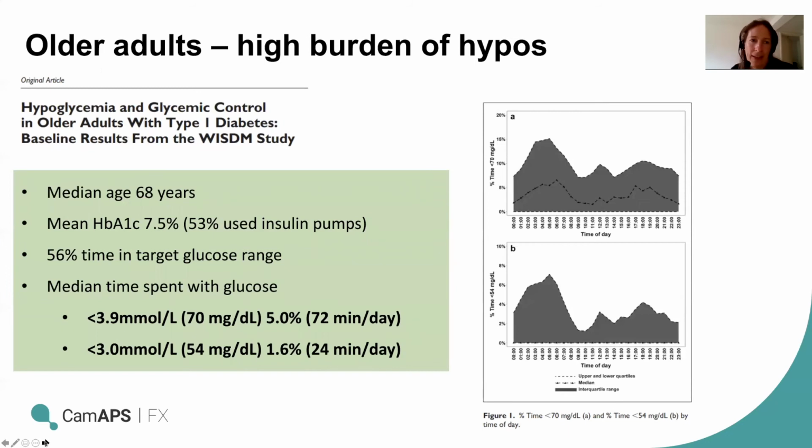So we know from a study which was published about a year ago now that older adults have quite a high burden of hypoglycemia, and this was a nicely named study called the Wisdom Study. What it did is it looked at with masked sensors how much time people spent in hypoglycemia, and what they showed was that particularly overnight, older adults tended to spend about 5% of time over the course of the 24 hours or 72 minutes a day in hypoglycemia. And often these were people who weren't using glucose sensors, so didn't have any idea that they were hypo. And you can see in the graphs on the right that most of this was overnight.